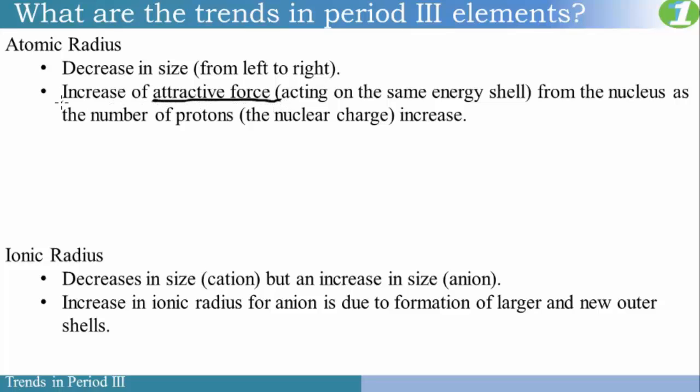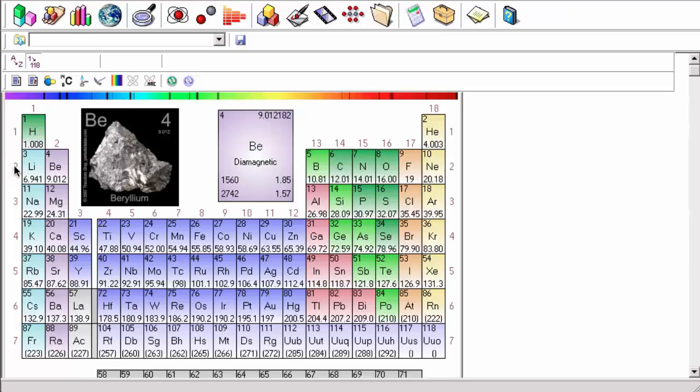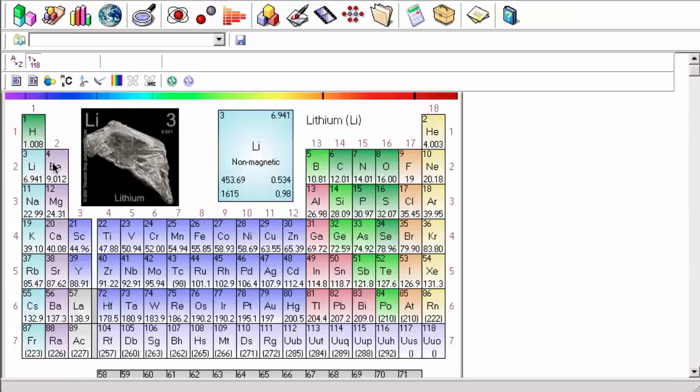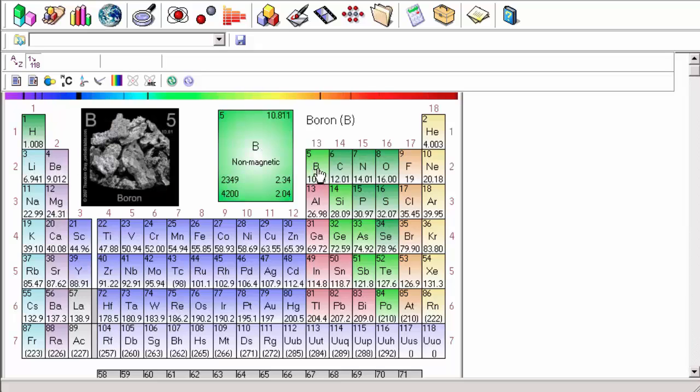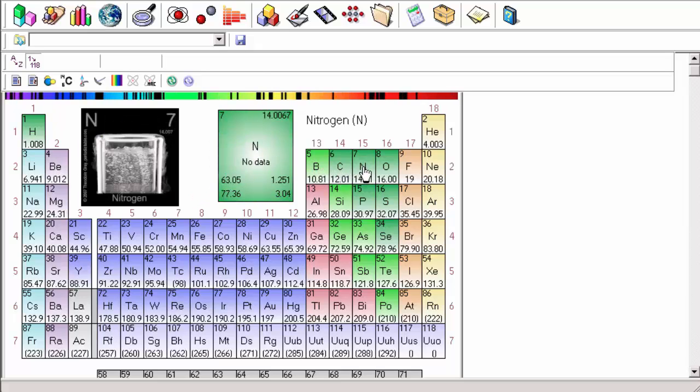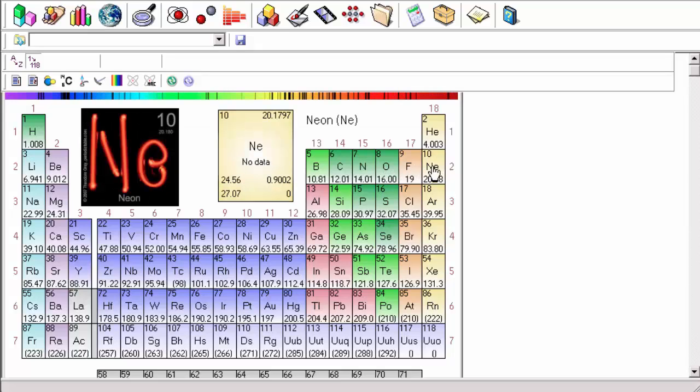Now, the attractive force will increase as you go across the period because you are adding one more electron and one more proton as you go across the period. One more electron and one more proton will increase the attractive force. Now, let us say that we are in period 2. Period 2 elements consist of lithium, beryllium, boron, carbon, nitrogen, oxygen, fluorine, and neon.